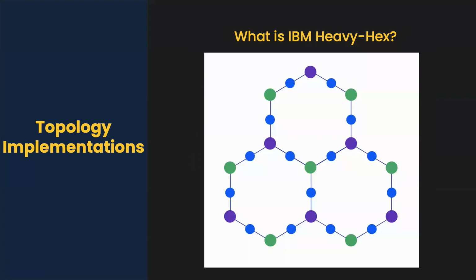So this is what that one looks like. The blue is the couplers, and the green and purple are the actual qubits. And IBM claims that by setting up their lattice this way, as opposed to, I think before they were doing a square lattice, even though they've decreased connectivity, it's significantly decreased their errors as well.